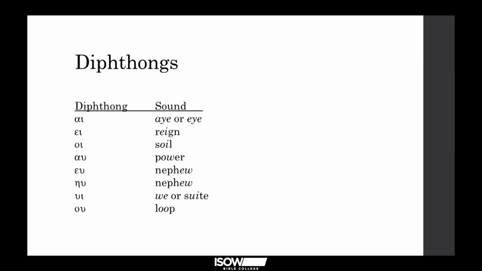Epsilon upsilon will make the U noise, like nephew. And then there's a longer form of that diphthong, which is eta upsilon, which is going to make the same noise as in nephew. Then there's upsilon iota, and that will make a we noise, like W-E in English, or U-I in sweet. Then there's omicron upsilon, which will make a double O, oo noise in English, like loop.